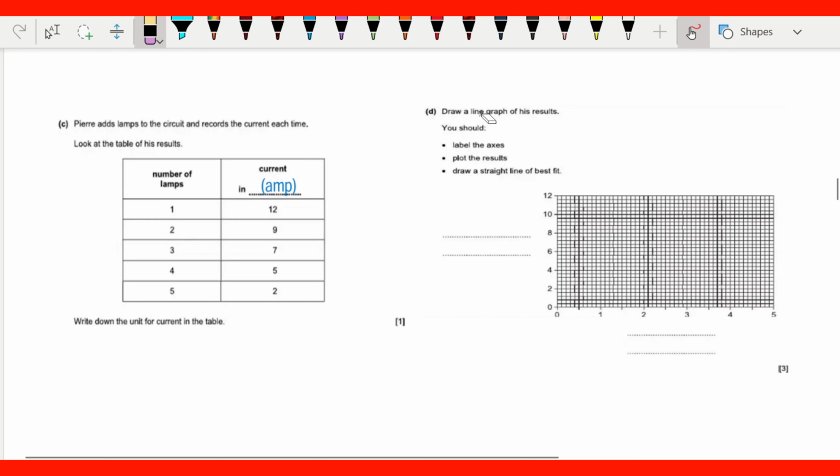So D, draw a line graph of his result. You should label the axis here, plot the result here, draw a straight line of best fit.